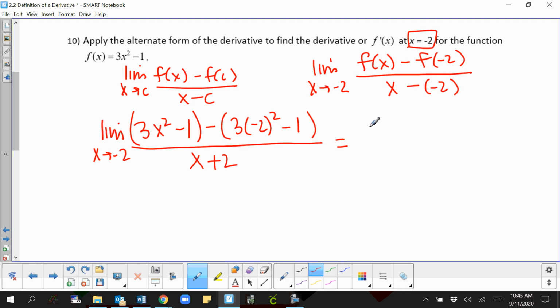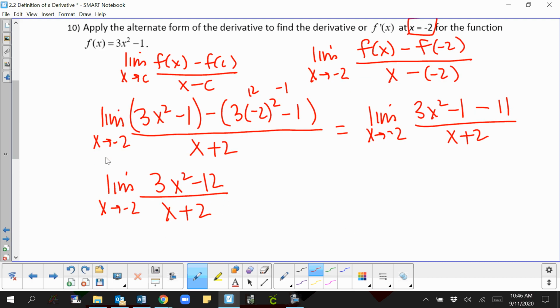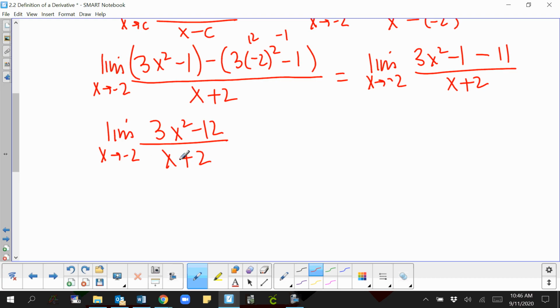So let's clean this up a little bit. I'm looking for the limit as x approaches negative 2 of 3x squared minus 1 minus, well, negative 2 squared gives me a positive 4, times 3 gives me a 12, minus 1 is going to give me 11, all over x plus 2. So the limit as x approaches negative 2 of 3x squared minus 12 over x plus 2. And you can notice here that if I plug in that negative 2, I'm going to get a negative 2 plus 2 in the bottom of my fraction, which would give me a 0. So on the top, it does the same thing, which is my indeterminate form. So I need to see if there's anything that I can factor out here.